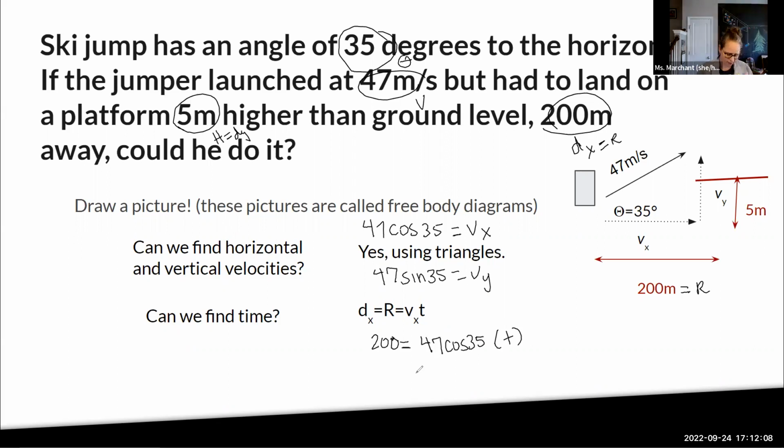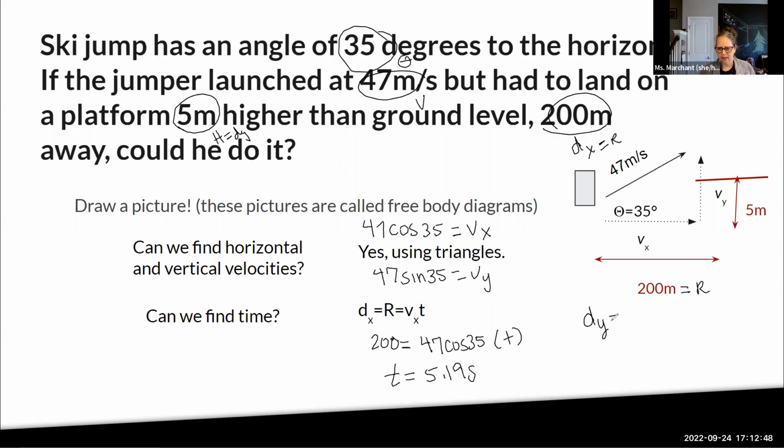Okay. 47 times cosine of 35 is 38.5. 200 divided by 38.5 gives me a time of 5.19 seconds. That is my time for the range. So that is the whole time this time. How is that helping me? Because now I know the time that I'm going to need to take, and I can use that on my other equations. What other equations do I have?